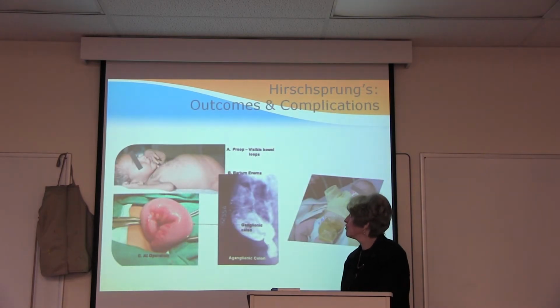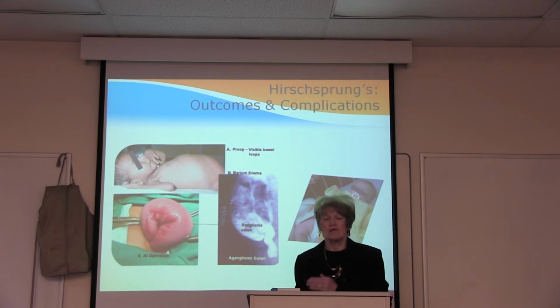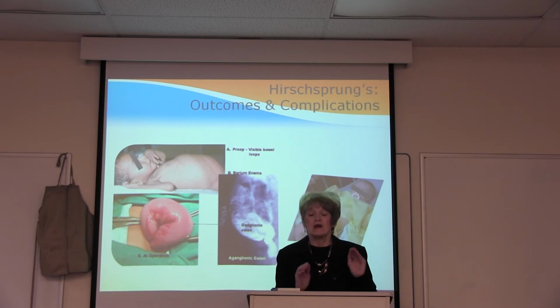Now, looking at long-term outcomes and complications, there is a complication known as enterocolitis. It's much more common in infants than in children, very unlikely to occur after age 2. Break it down: entero, small bowel, colon, itis, inflammation. So you have a rapidly progressing infectious process involving the small bowel and the colon. It can be fatal if not treated early and aggressively with antibiotic therapy.